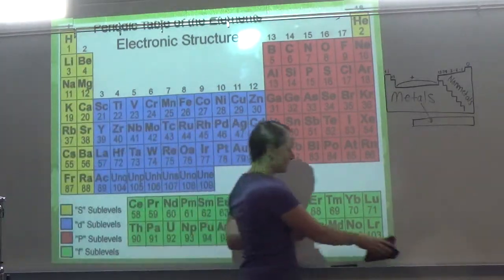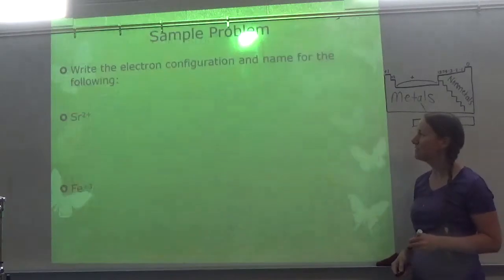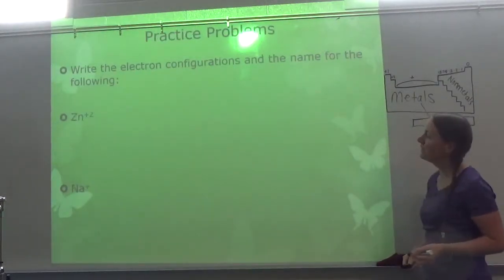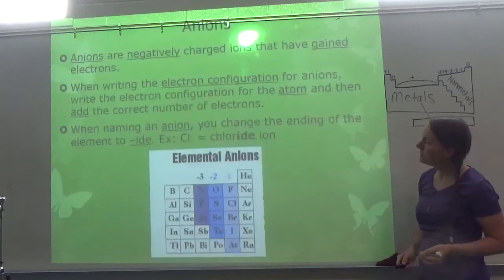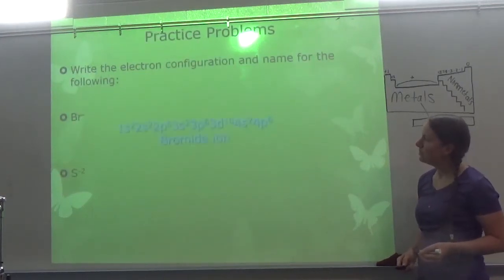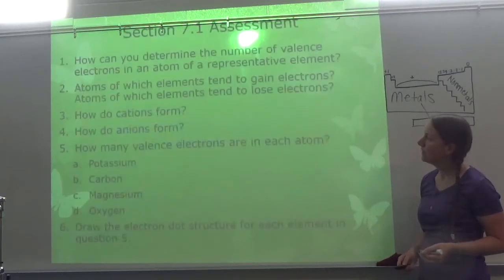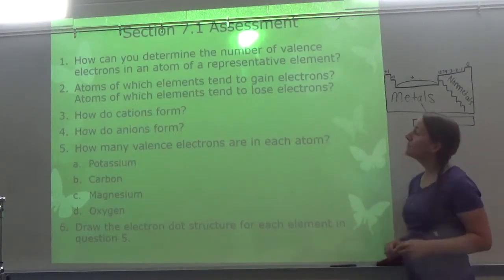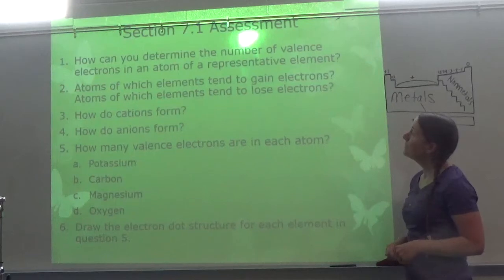And hopefully you liked electron configuration out of chapter 5, and so you think this is all super easy. All right, so let me click back through all the stuff we just went through. And so here are the last two that we just did. All right, so section assessment. How can you determine the number of valence electrons in an atom of a representative element?